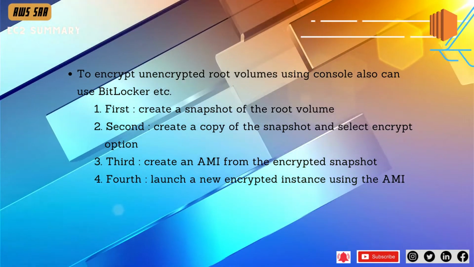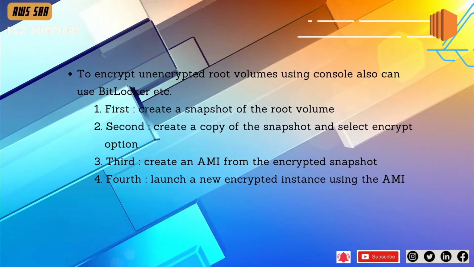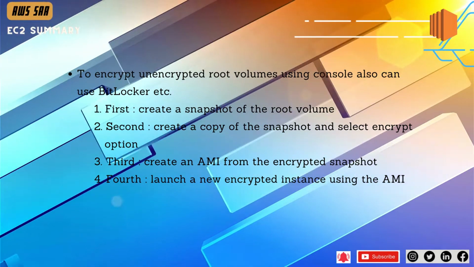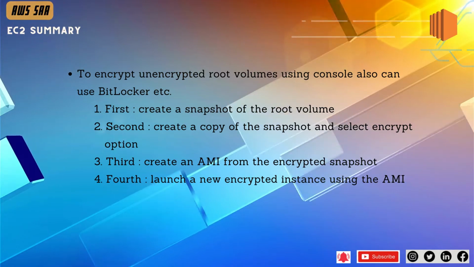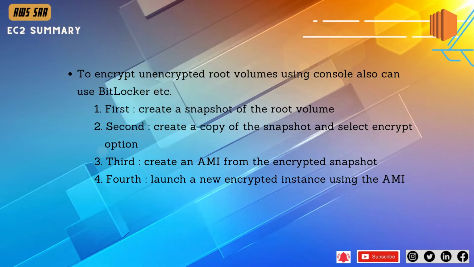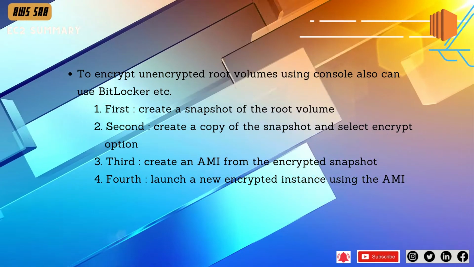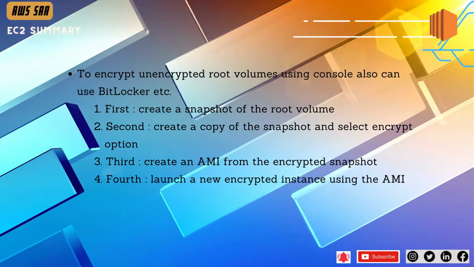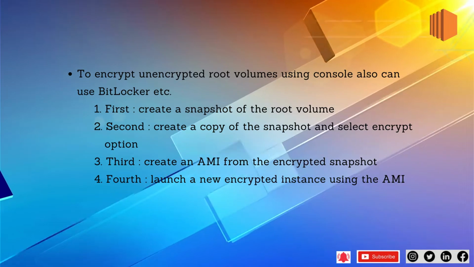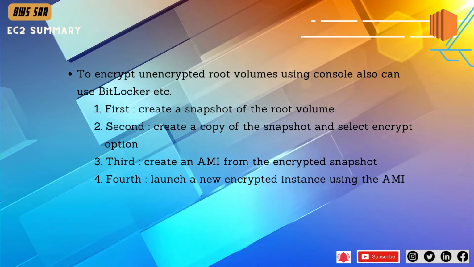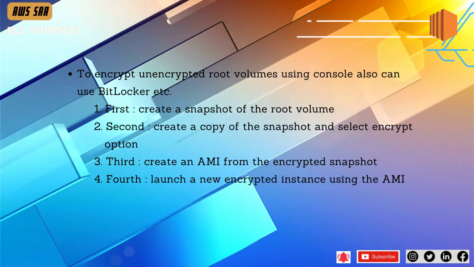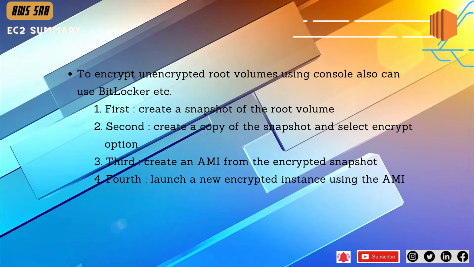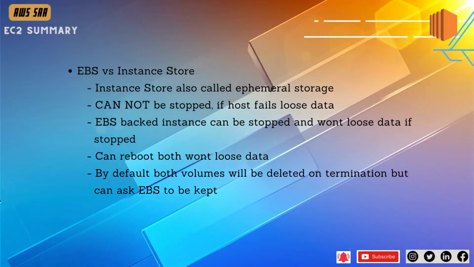How to encrypt unencrypted root volumes using console. Also, you can do that using BitLocker. First, create a snapshot of the root volume. Second, create a copy of the snapshot and select the Encrypt option. Third, create an AMI from the encrypted snapshot. And lastly, launch a new encrypted instance using the AMI.